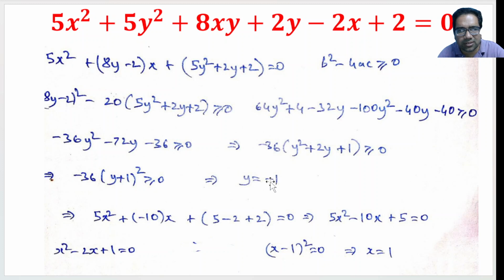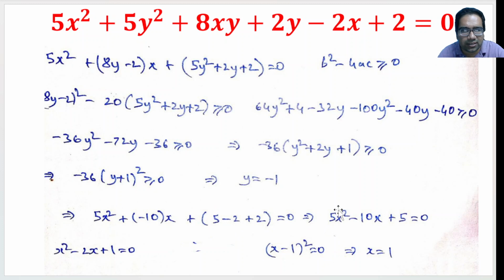Let us directly substitute this −1 for y. 5x² + (8y − 2)x, that is (8 times −1 − 2) = −10, so −10x, plus 5y² + 2y + 2, that is 5 − 2 + 2. That becomes 5x² − 10x + 5 = 0.